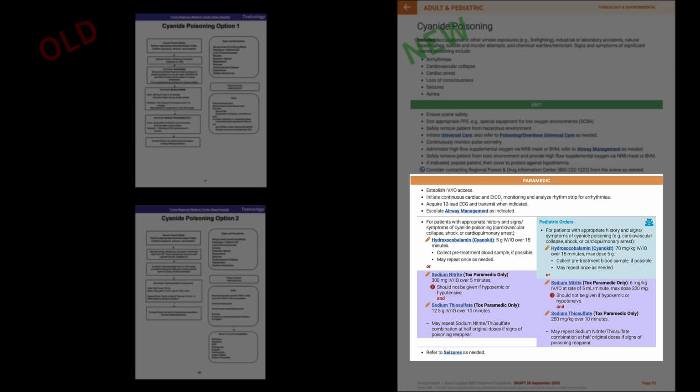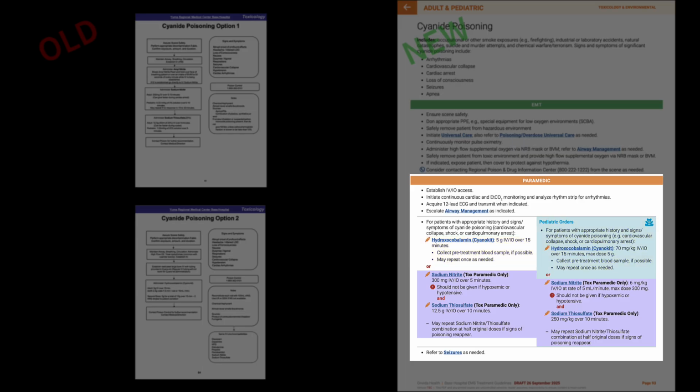Now moving on to the paramedic section, the most important change is the clear prioritization of hydroxycobalamin, also known as the cyano kit. It is now listed first as the preferred treatment, reflecting national recommendations due to its favorable safety profile, as well as its compatibility with carbon monoxide co-exposure. The dosing is consistent with the old version, 5 grams IV or IO over 15 minutes for adults. But now we've also added pediatric dosing, 70 milligrams per kilogram, up to a max of 5 grams, which matches the adult dose. If you can, try to get a pre-treatment blood sample.